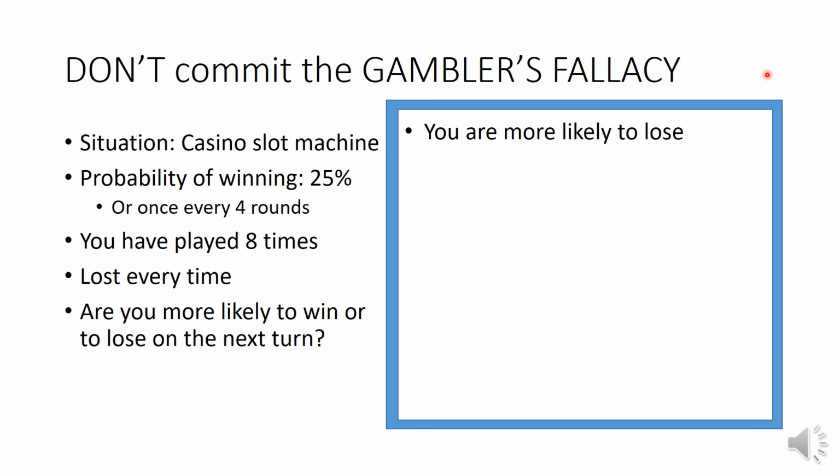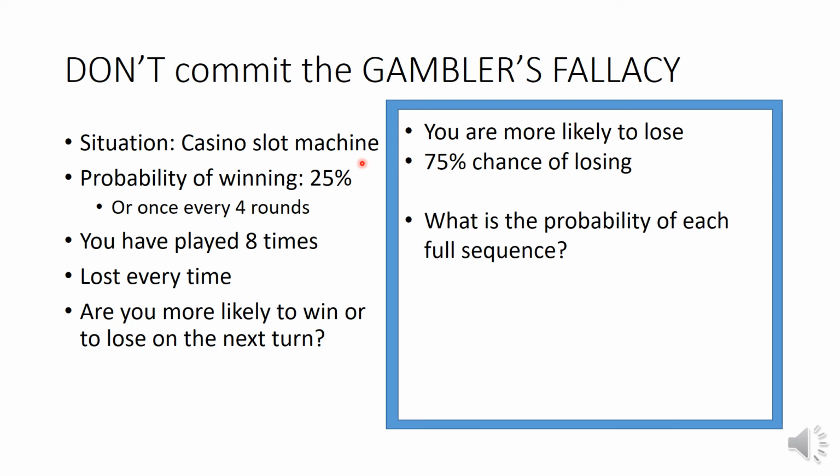All right, you are more likely to lose. In fact, you have a 75% chance of losing, the same chance of losing that you had when you played the first round, because your probability of winning is 25%. Even though you've lost 8 times in a row, the next turn at the slot machine, you still only have a 25% chance of winning.